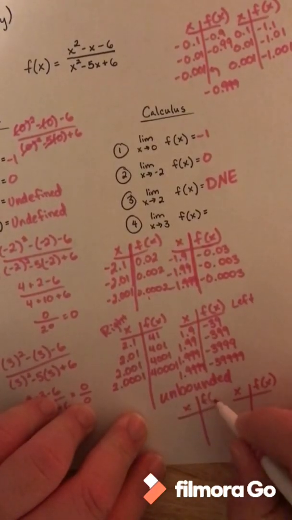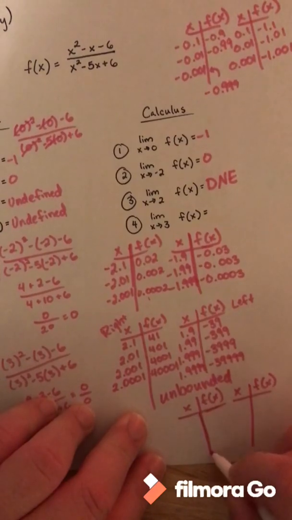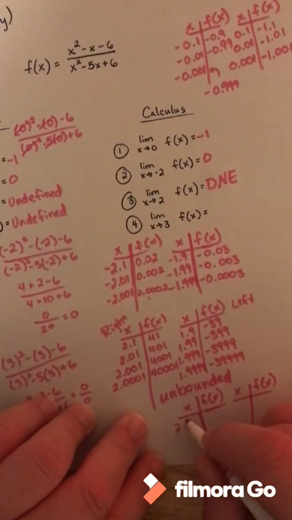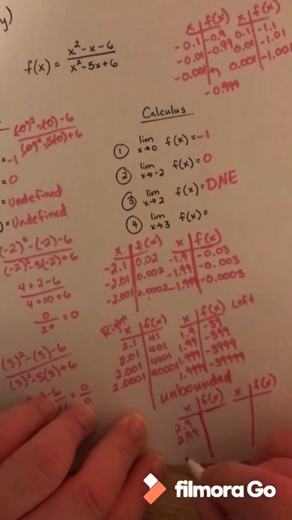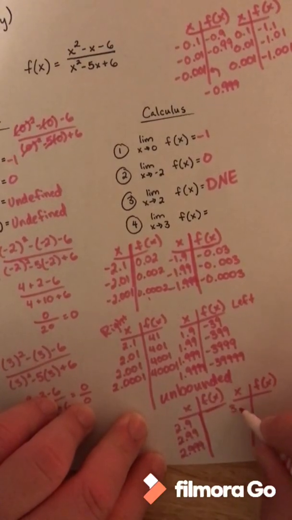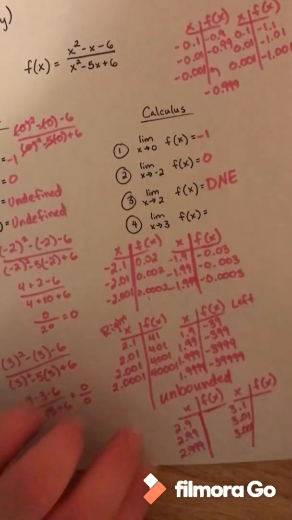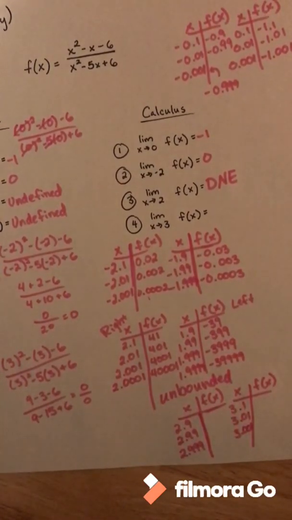I'm going to, again, skip ahead and do all the calculator stuff. I'll write down what I'm going to plug in. I'm trying to approach 3 here, so I'll start at 2.9. I'll do 2.99, and I'll do 2.999. On the other side, I'll do 3.1, 3.01, and 3.001. So I'm approaching 3 from the left side and from the right side, and again, skip ahead, and we're going to do all the calculations in the break.